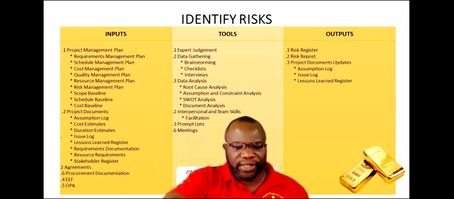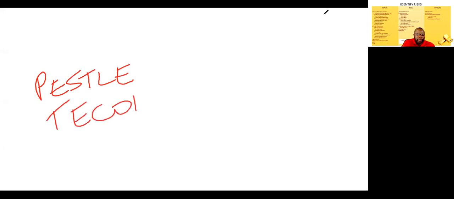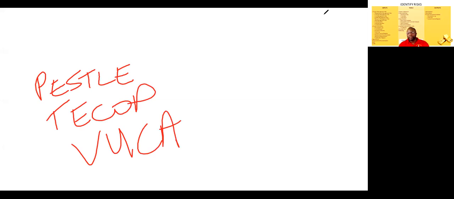Now, under prompt lists, you want to remember these prompt lists. Here are the prompt lists: PESTLE, TECOP, and VUCA. I'll just say it is worth knowing your prompt list just in case they crop up on the exam. And again, we use these in 11.2.